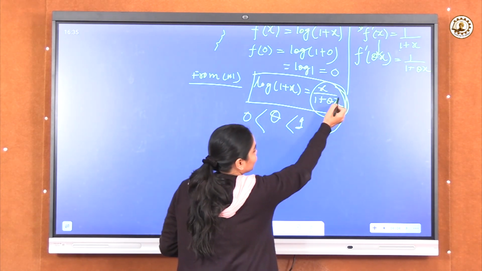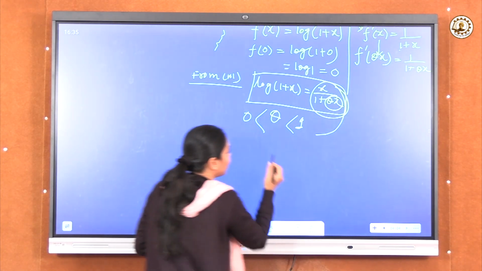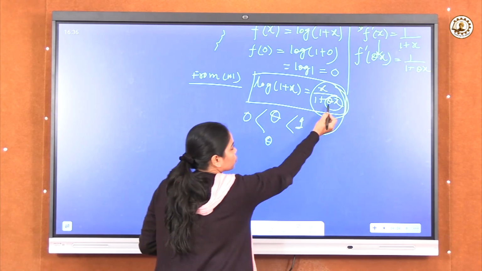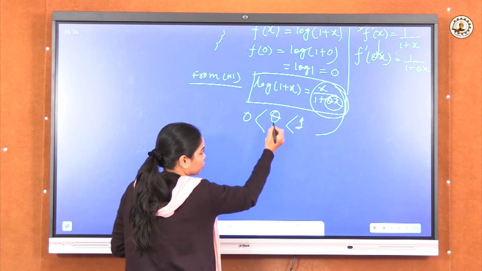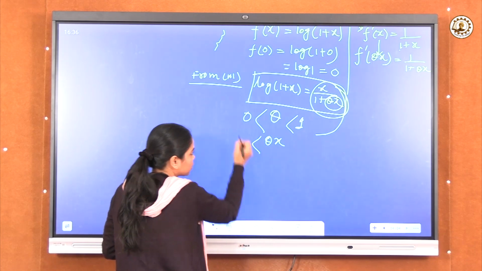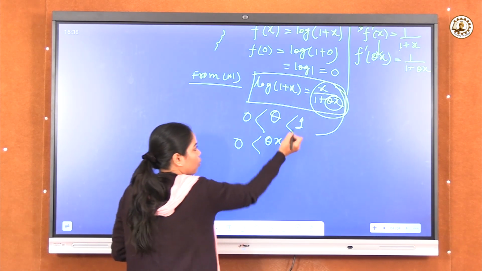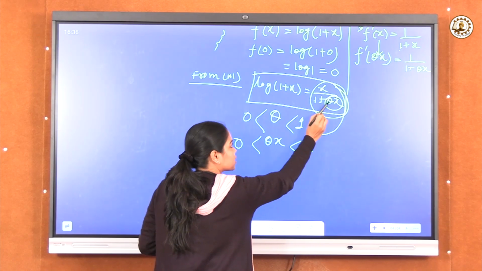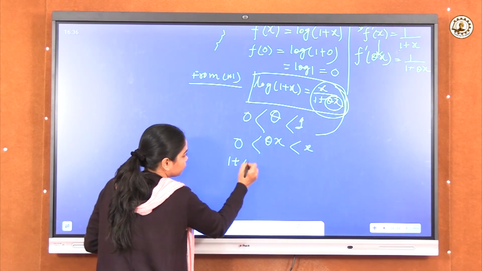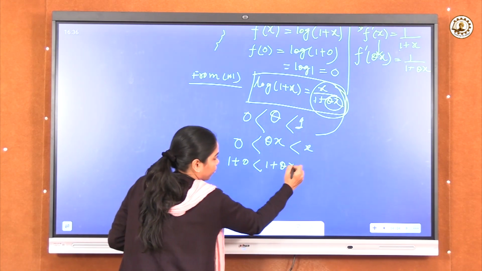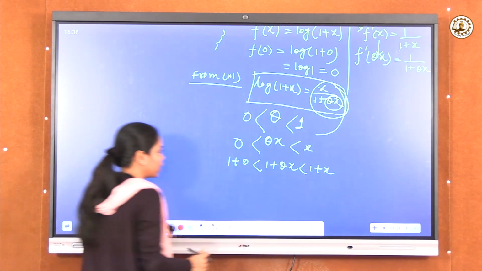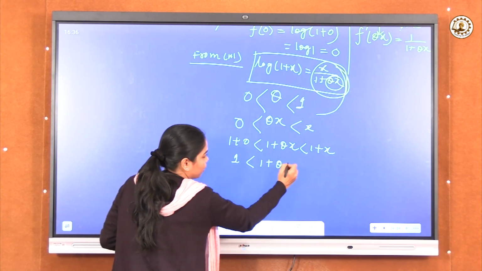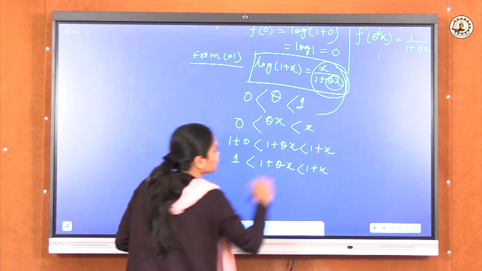Now what is here? It is theta x. So step by step we can calculate the inequality. First we multiply both sides by x. So theta into x: 0 into x will be 0, 1 into x will be x. Next it is 1 plus theta x, so we add 1 on all sides. That is converted into 1 less than 1 plus theta x, less than 1 plus x.